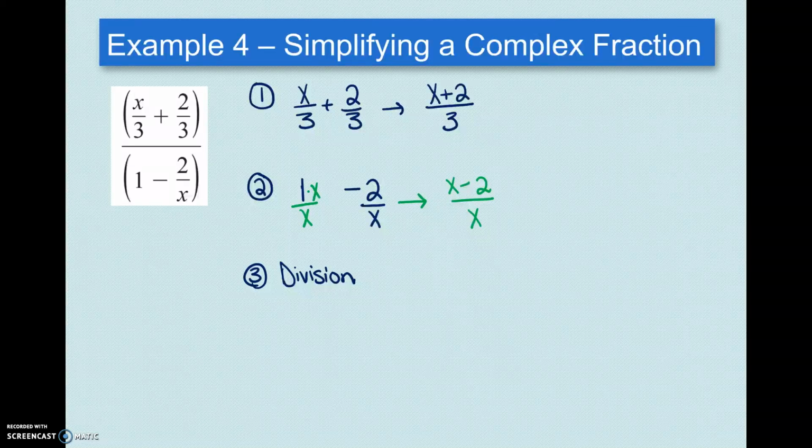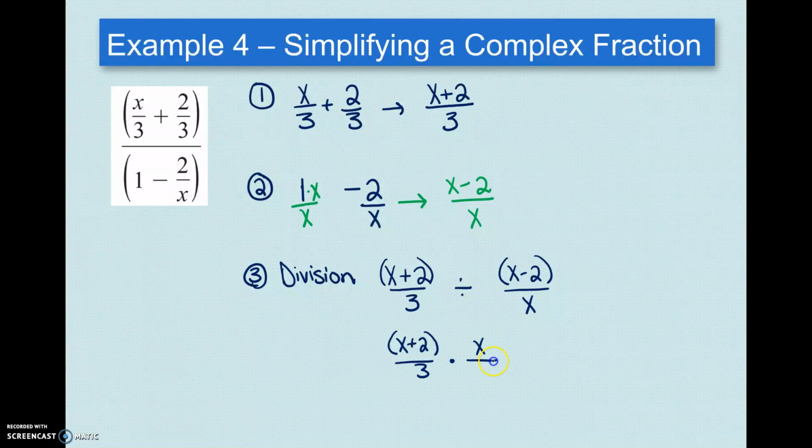Now we need to do the division. x plus 2 over 3 divided by x minus 2 over x. Some of you might be saying, why didn't you just multiply and flip the second one while you wrote it? You totally can if you can skip that step. So this is x plus 2 over 3 times x over x minus 2.